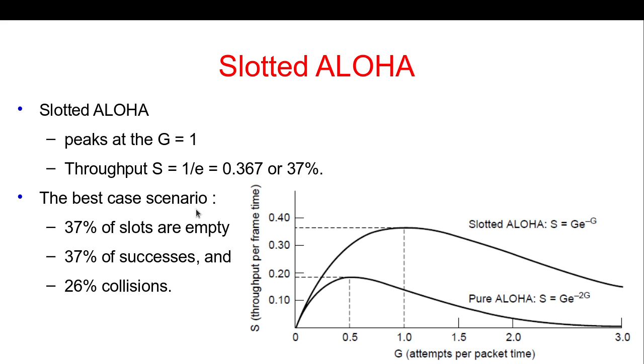So in the best case scenario, 37% of slots have no frames, that's why they are empty, and 37% of the time there will be success. That means the slots will have exactly one frame, and the remaining 26% of the time there will be more than one frame in the slots, and that's why there will be collisions. So this is how we have seen one such protocol for managing shared access for multiple users, which is called Aloha, and its types, the pure Aloha and the slotted Aloha. Thank you.